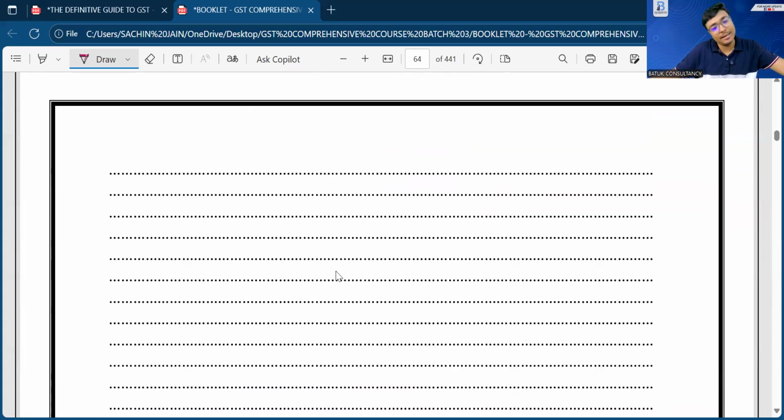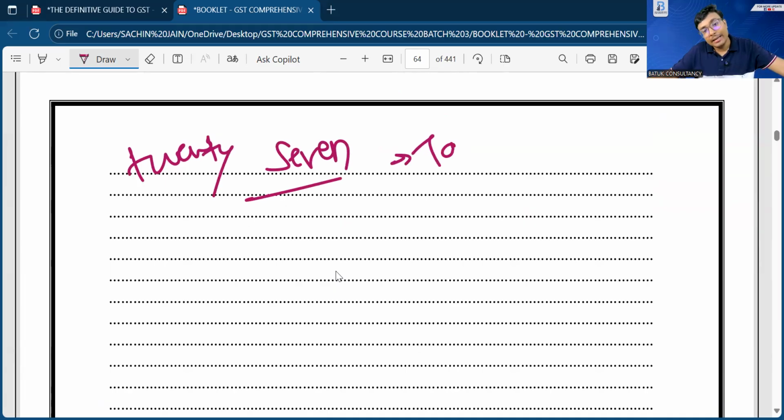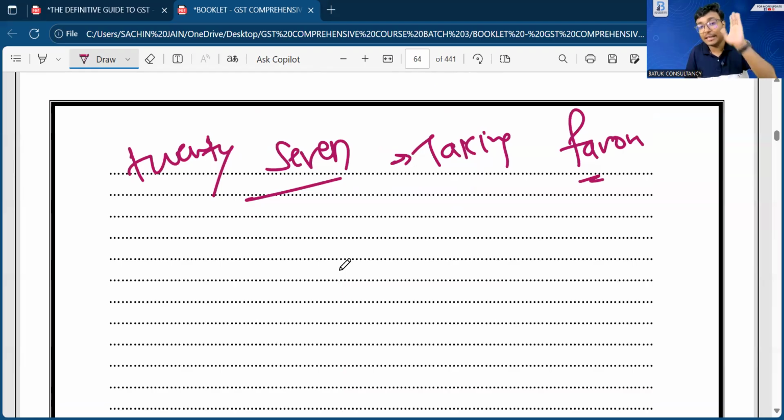Section 27, taking favor. Taking favor of special persons, that means casual taxable person and non-resident taxable person. So the registration of a non-resident taxable person or casual taxable person, and the advance tax deposit of a casual taxable person and non-resident taxable person, will fall under section number 27.